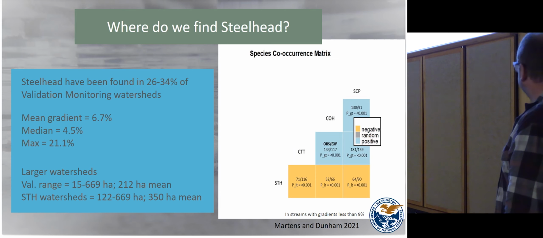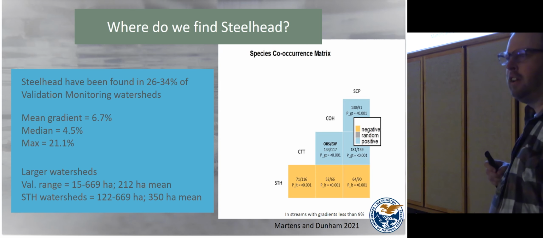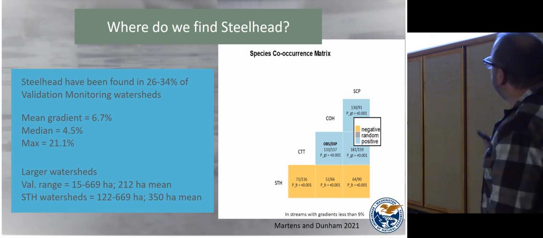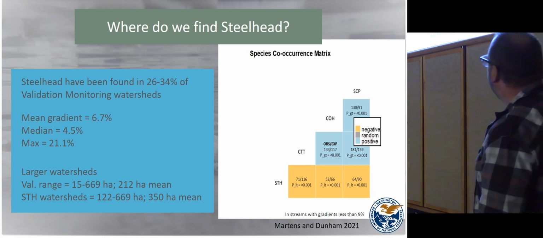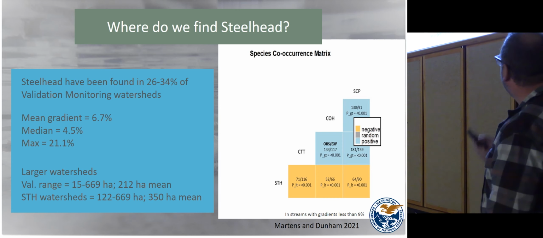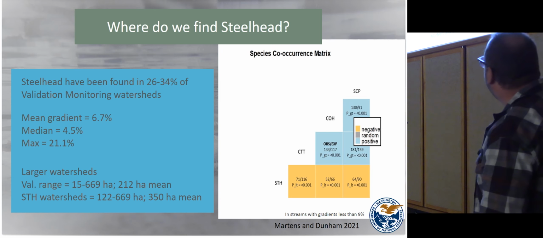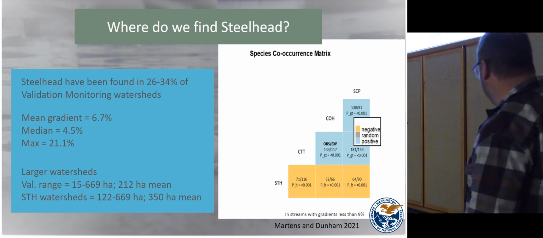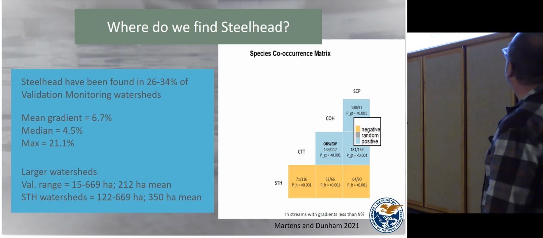And what we figured this meant, or when we looked into this a little bit, we figured that steelhead were actually in the larger watersheds that we sampled. And if you look at the range of our validation watersheds, versus the steelhead watersheds, you see the steelhead watersheds are larger than our validation watersheds.